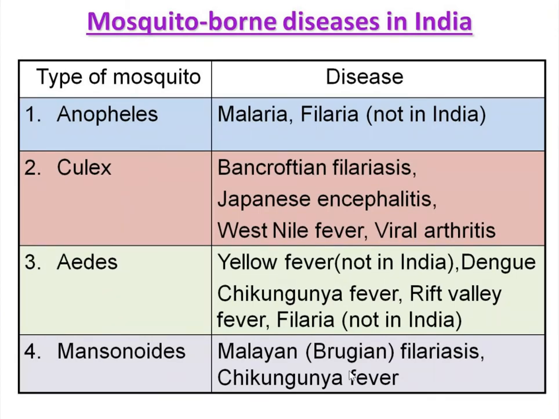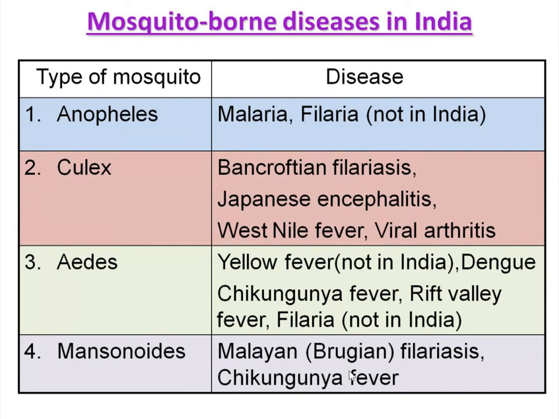And next is Aedes. Aedes mosquitoes usually transmit dengue and chikungunya. Outside India, it also transmits yellow fever. We don't have yellow fever in India because Aedes has a very short flight range. I have told you before also. Because of the short flight range, it cannot fly longer. That's why luckily India doesn't have yellow fever. Next is the Mansonia mosquito. It transmits Brugian filariasis and also chikungunya fever.